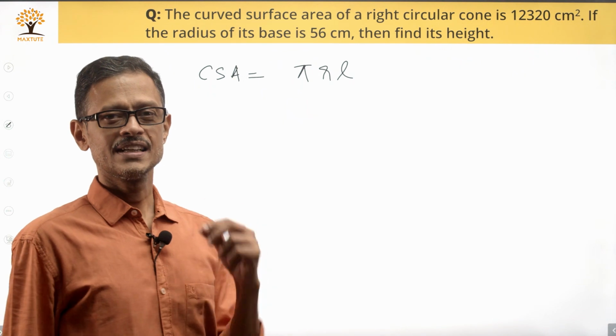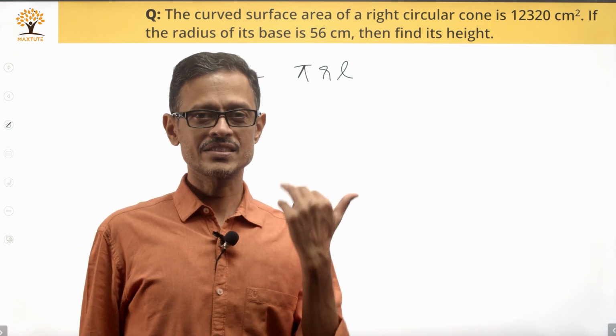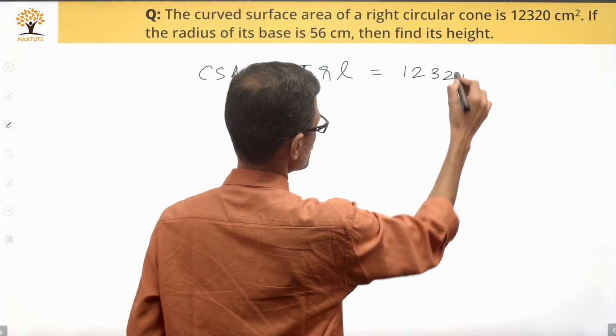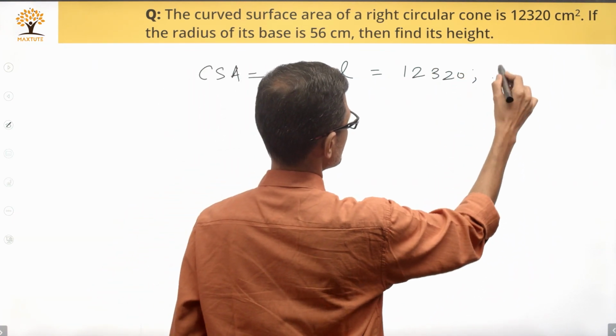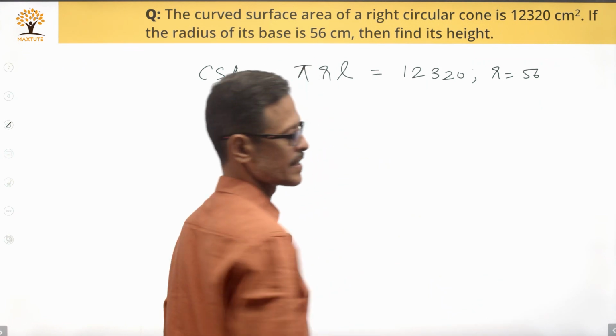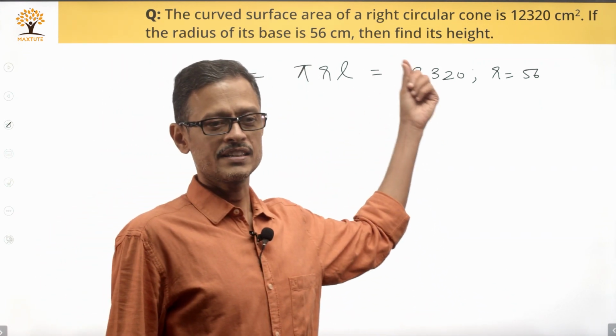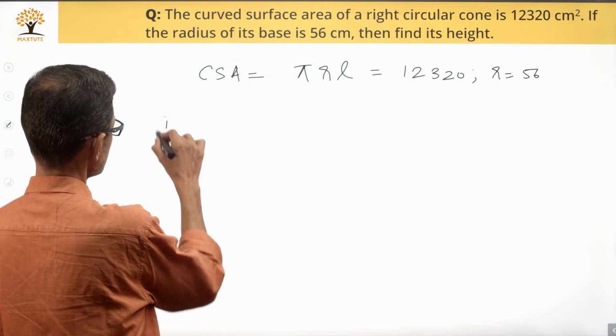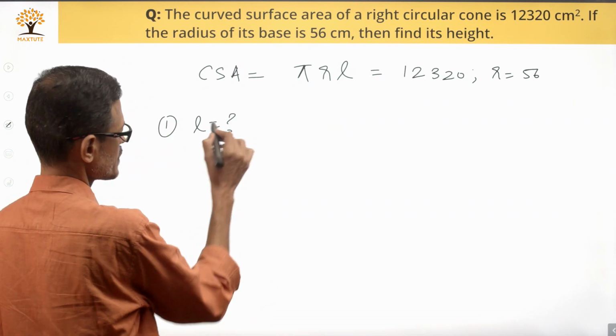R is the base radius, L is not the height as we know, L is the slant height. This is given to be equal to 12,320. The other data that we have is that radius is equal to 56 centimeters. So step 1, what we are going to be doing is computing the value of L. What is the slant height?